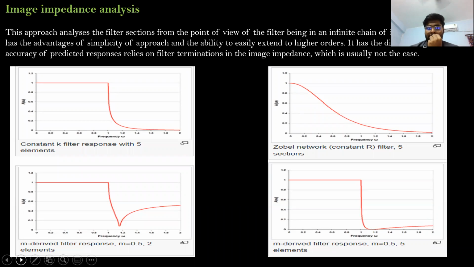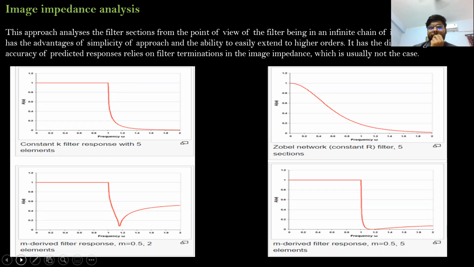Image impedance analysis. This approach analyzes the filter section from the point of view of the filter being in an infinite chain of identical sections. It has the advantages of simplicity of approach and the ability to easily extend to higher orders. It has the disadvantage that the accuracy of the predicted response relies on filter terminations being the image impedance, which is usually not the case.